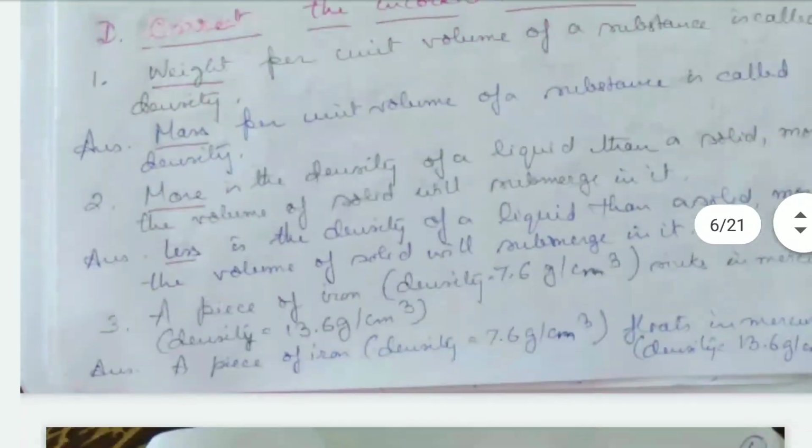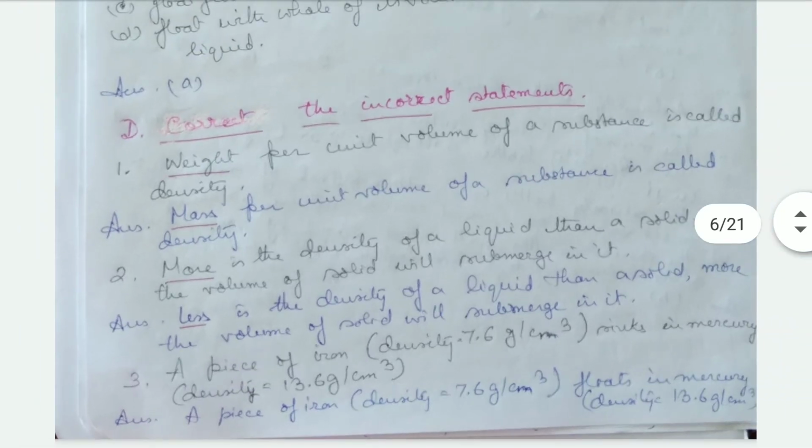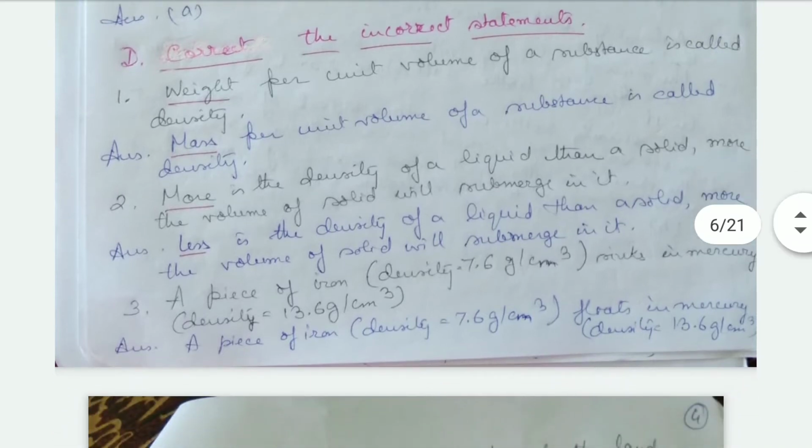Correct the incorrect statements. Weight per unit volume of a substance is called density. No, it's mass per unit volume of a substance that is called density. More is the density of a liquid than a solid, more the volume of solid will submerge in it. That is incorrect. The answer will be: less is the density of the liquid than the solid, more the volume of the solid will submerge in it.